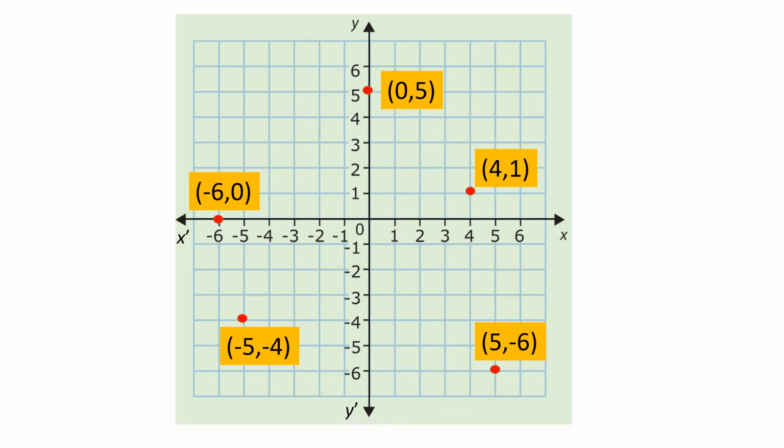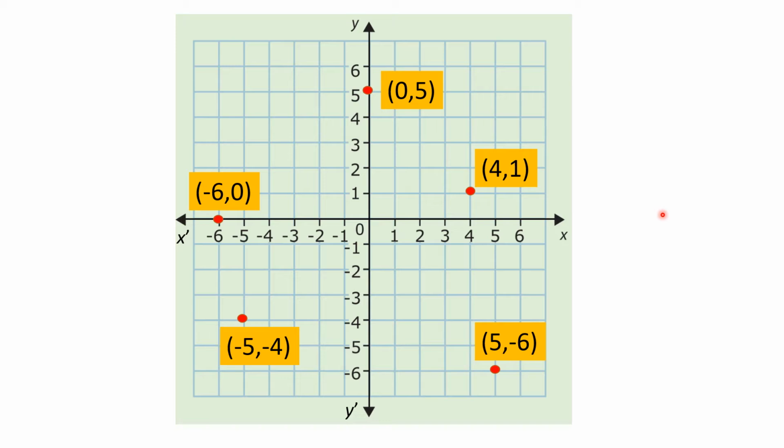Now the next point, minus 5, minus 4. How do we plot? Minus 5 on the x-axis and minus 4 on the y-axis. So I plot the point here because they intersect at this point, right? Now another one, 5 on the x-axis, minus 6 on the y-axis. And where do I plot? I plot it here because they intersect here, right? So this is how we plot the point. You know how to plot the point now, right?